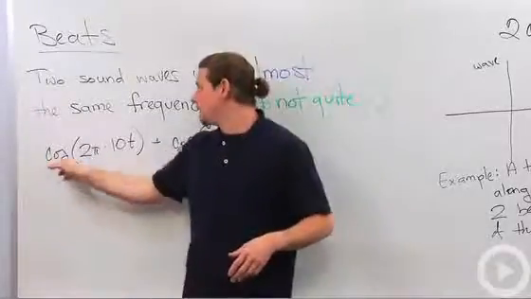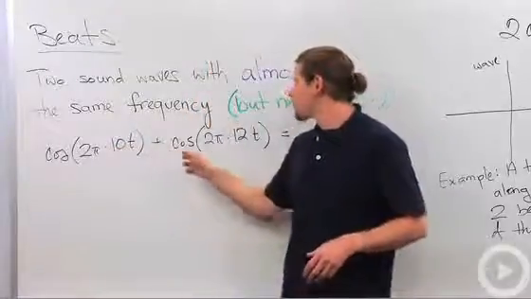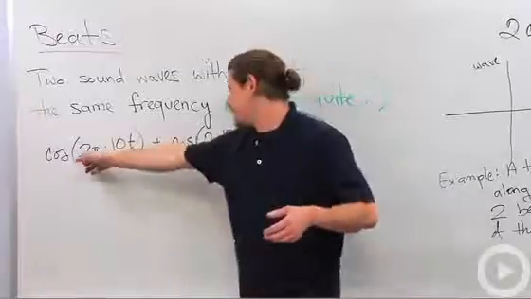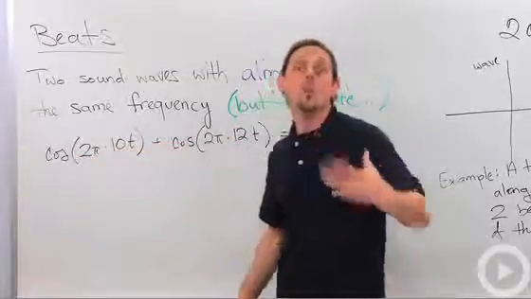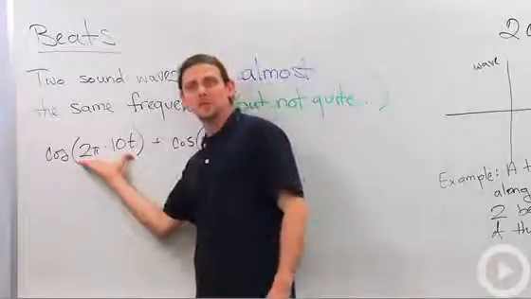I've got cosine of 2 pi times 10 times t plus cosine of 2 pi times 12 times t. Now you may be wondering, why did I get this 2 pi there? Why did I choose the 10? What's the significance? Well, let's go ahead and look at what this means.